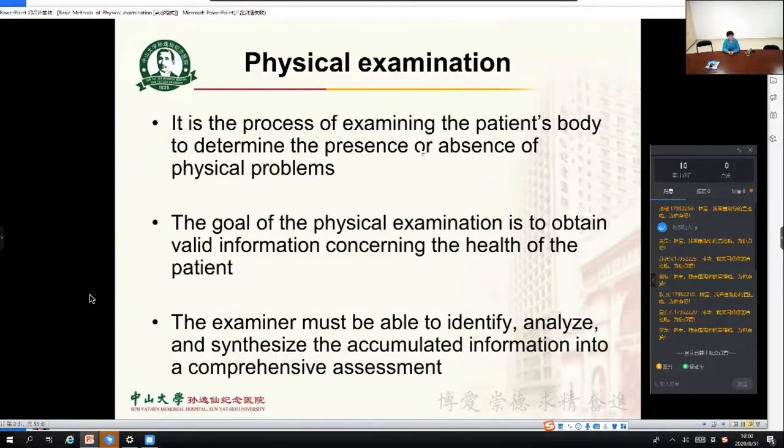Physical examination is the process of examining the patient's body to determine the presence or absence of physical problems. The goal of the physical examination is to obtain valid information concerning the health of the patient. The examiner must be able to identify, analyze, and synthesize the accumulated information into a comprehensive assessment.